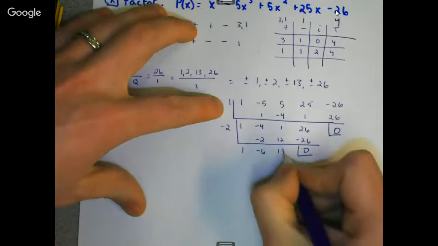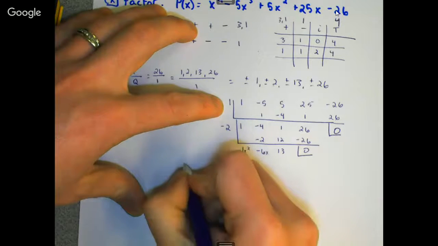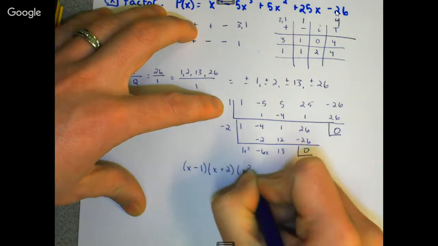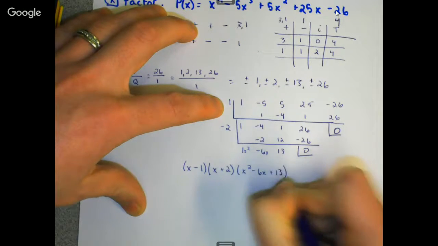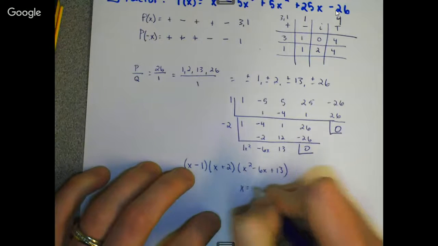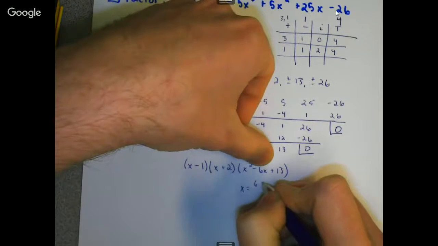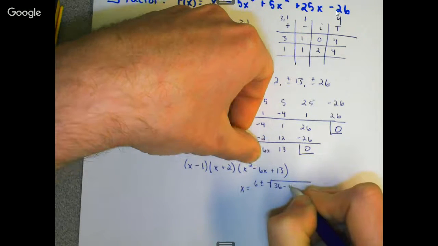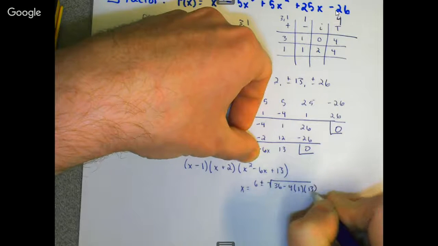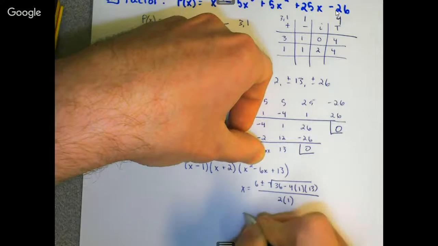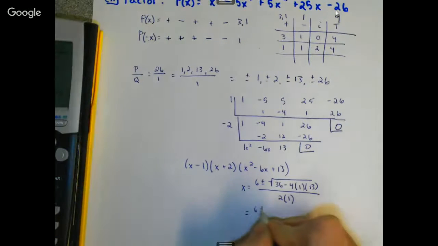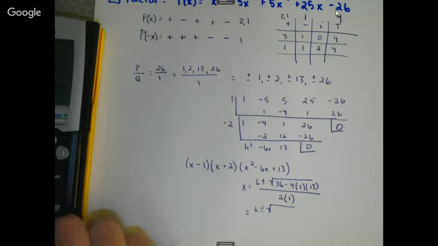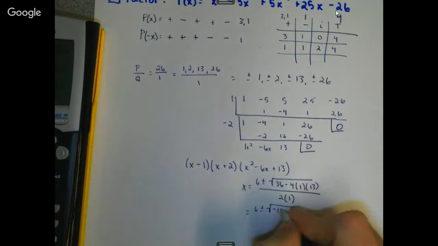Look what we got here, though. Constant x squared. So I've got x minus 1, x plus 2, and I have a quadratic. Okay, how can I factor the quadratic? Well, we'll use the quadratic formula. X equals negative b plus or minus the square root of b squared minus 4ac all over 2 times a. So that is 6 plus minus the square root. Let's see, 36 minus 4 times 1 times 13. That's minus 16 over 2.